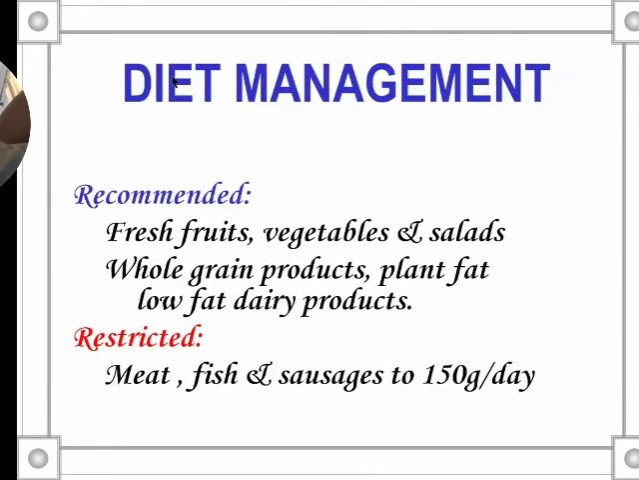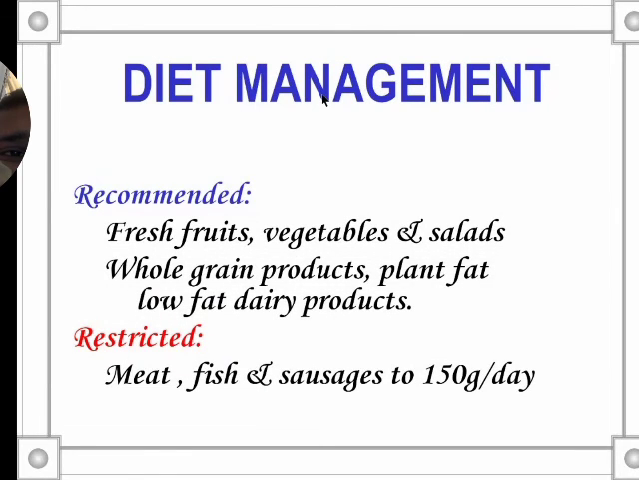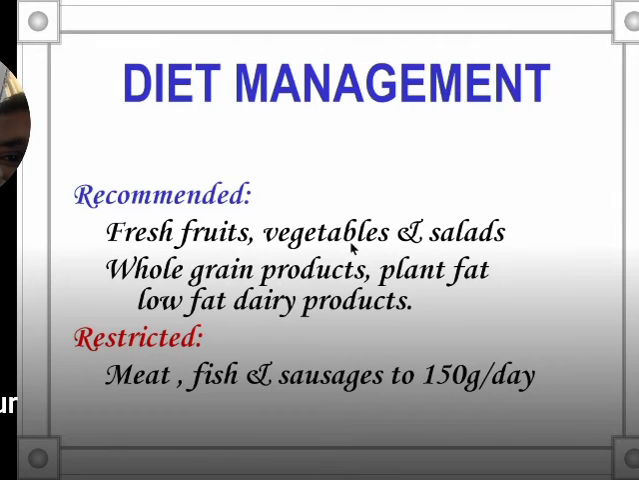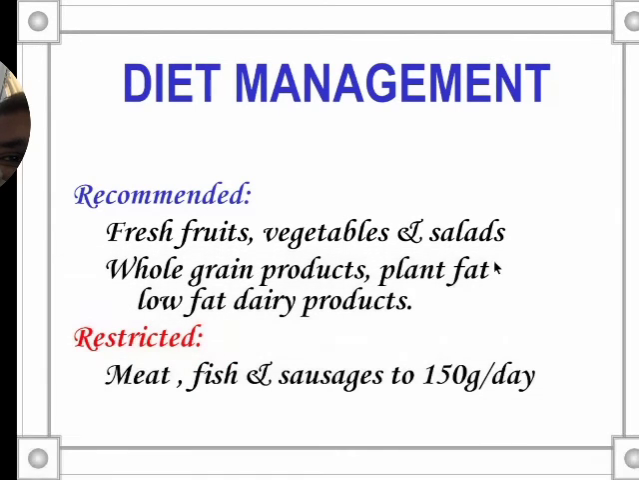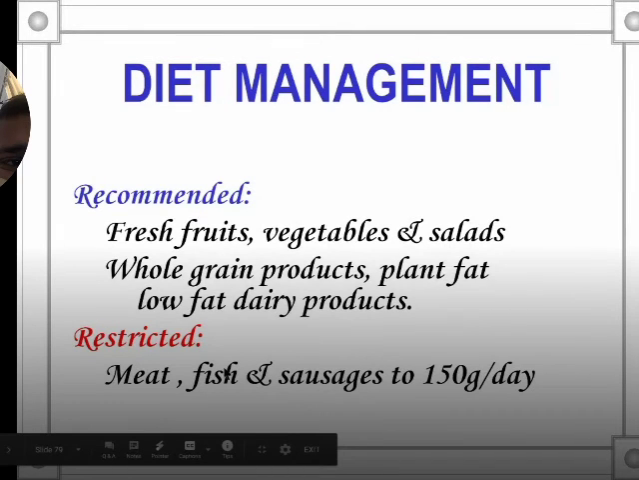How will you manage? So one is dietetic. With your examination of urine and blood, you will find out what the type of the stone is. Then you will avoid those things which cause increased levels of those ions. But in patients, you advise fresh fruits, fresh vegetables and salads, whole grain products, plant fat, low fat dairy products. Because dairy products increase the chance of increased calcium and stones. So you recommend these. And you restrict their intake of meat, fish, and sausage, because they will cause increased levels of calcium.